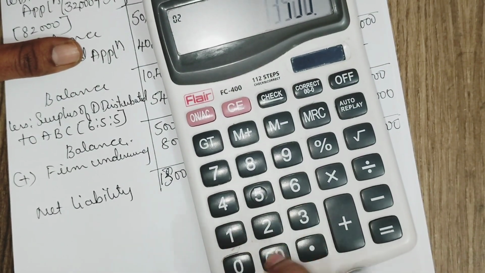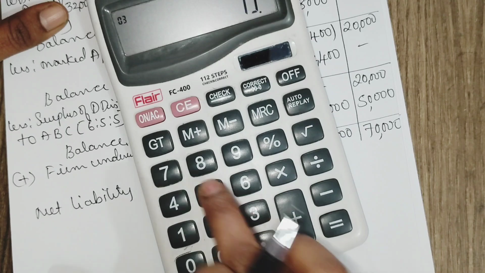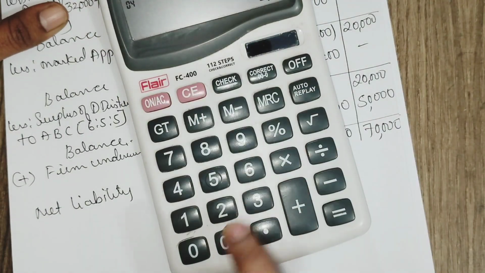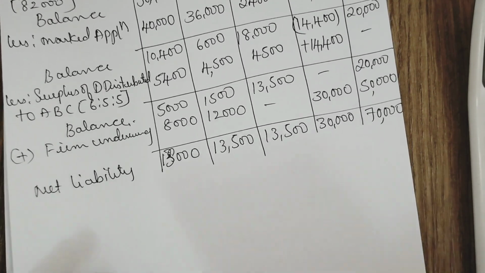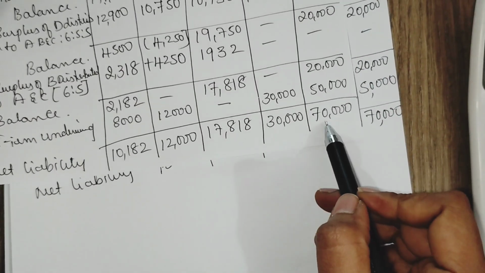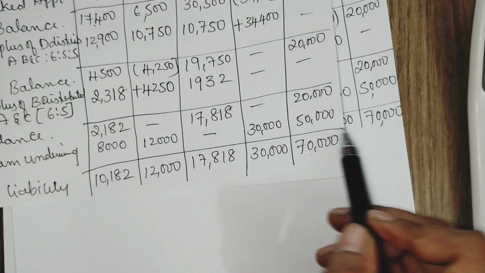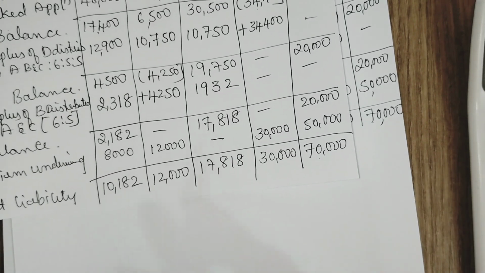13,000 plus 13,500 plus 13,500 plus 30,000. 70,000. If you see, in both the cases, the total is same. This is how you can cross check whether your problem is correct or wrong.